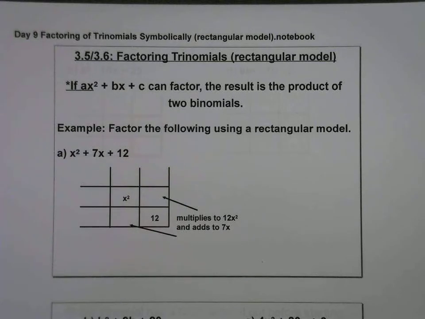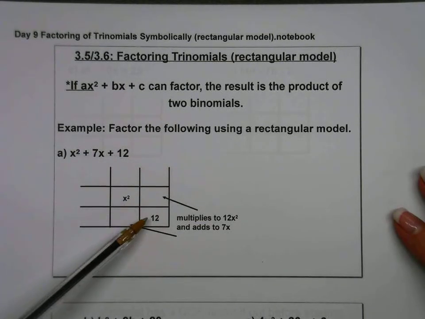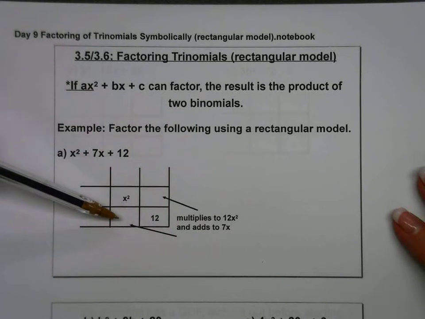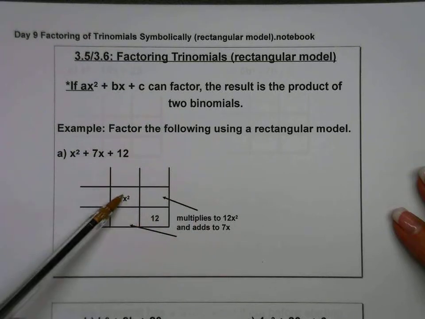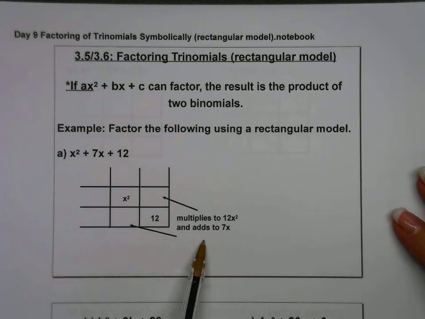The hint for the rectangular model is if you look at the two items that you've already placed in the rectangle model, so the x squared and the 12, if you multiply the two of them together, it gives you a 12x squared. So the numbers and the letters that you have to place in the remaining two boxes have to have the property that I've written down here at the bottom. You have to select two items that will multiply to a 12x squared, the same thing as the other two numbers multiply to, but you have to also pick ones that are going to add to a 7x.